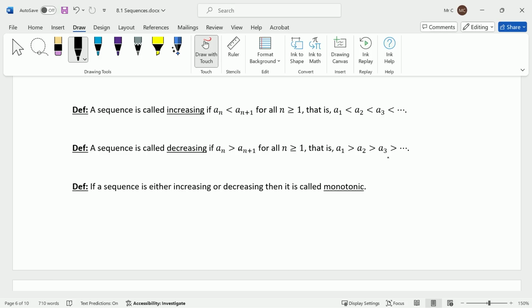And if a sequence is either increasing or decreasing, then it is called monotonic. So I want to be super clear about that. Monotonic means either increasing or decreasing. Obviously, a sequence cannot be both increasing and decreasing. So monotonic just means it's one or the other. You might not know which, but it's one or the other.